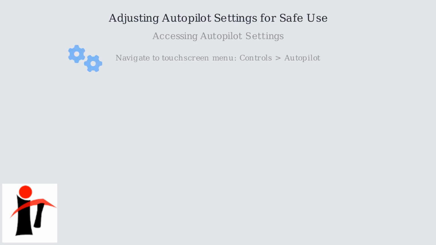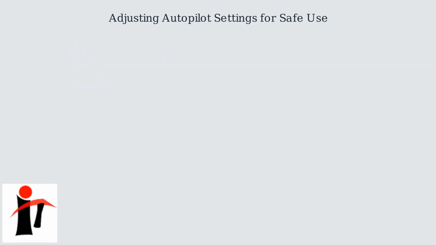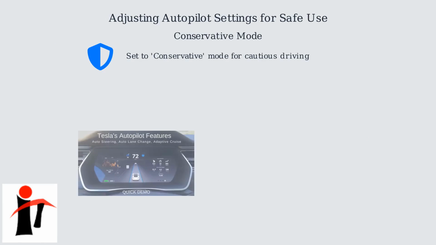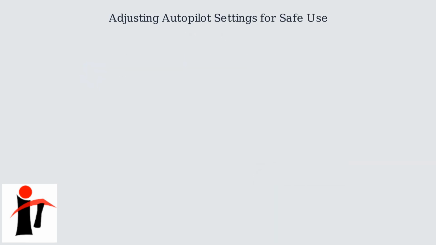Customize Autopilot settings via the touchscreen under Controls, Autopilot. Adjust speed limits, lane changing aggressiveness, and following distance. For cautious driving, set to conservative mode. Familiarize yourself with each setting to optimize Autopilot for your driving style and environment. Regularly update your software to incorporate the latest safety patches.